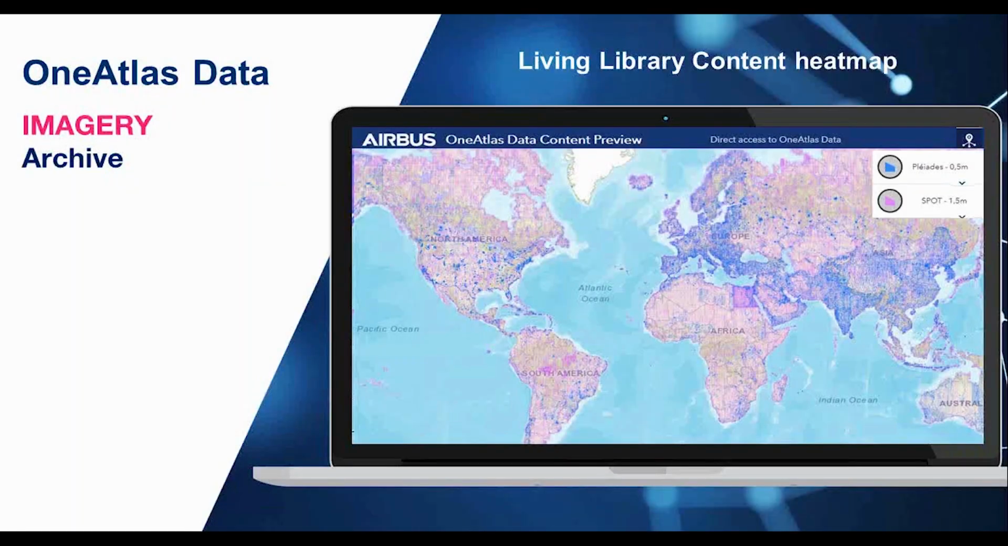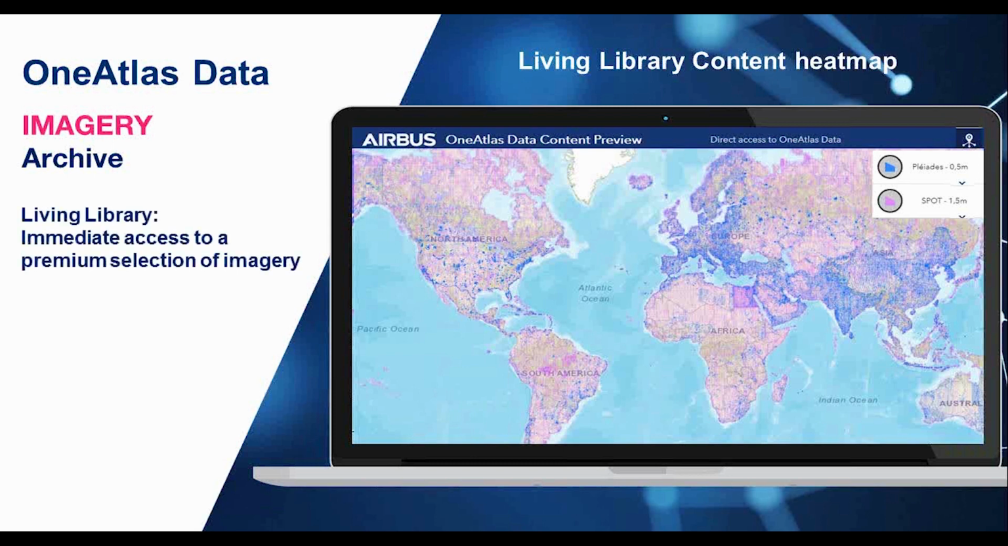So let's have a look at our archive content. Here you have an overview of our content heat map for the selection we call the Living Library. The Living Library is an immediate access to a premium selection of imagery. So this selection of imagery is curated by Airbus and only includes imagery with very low cloud cover and incidence angle.